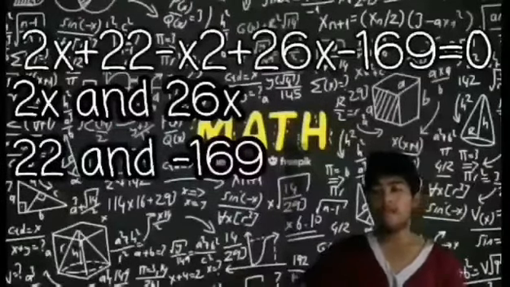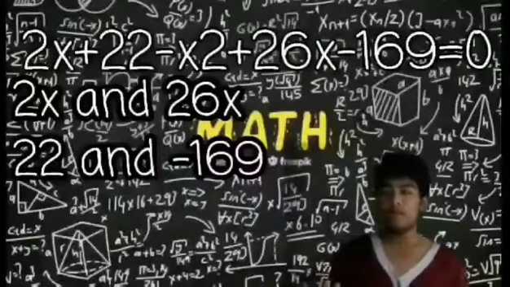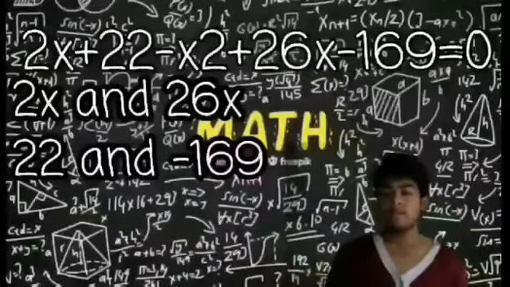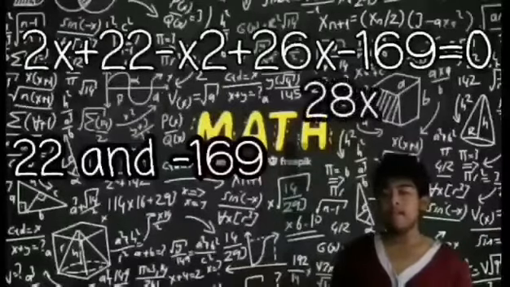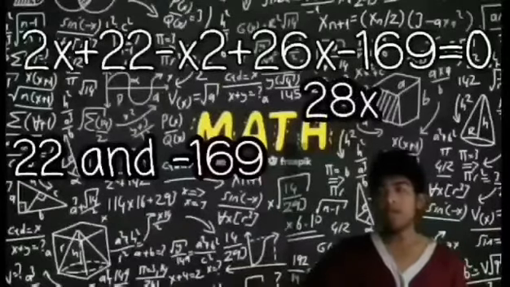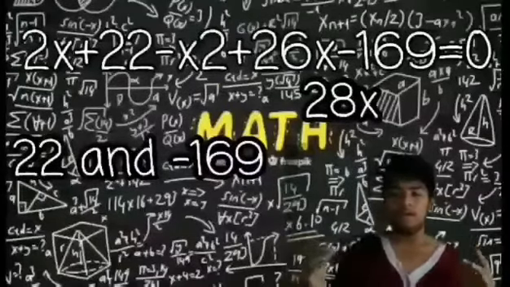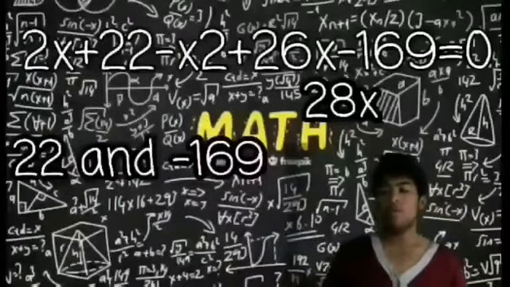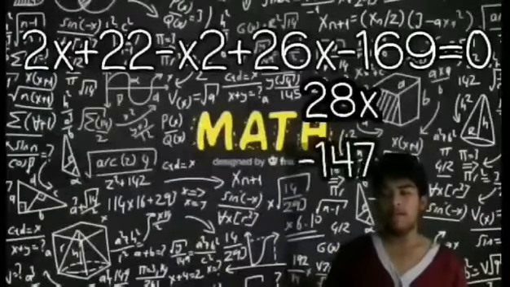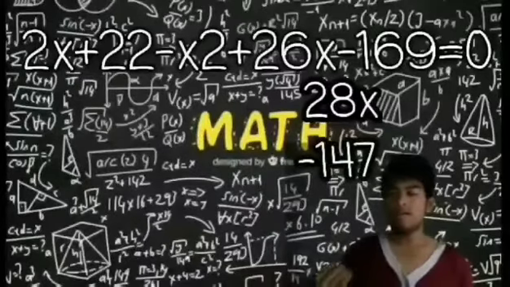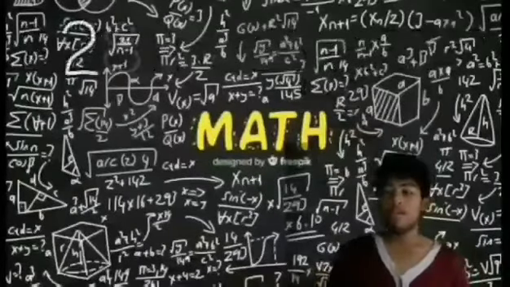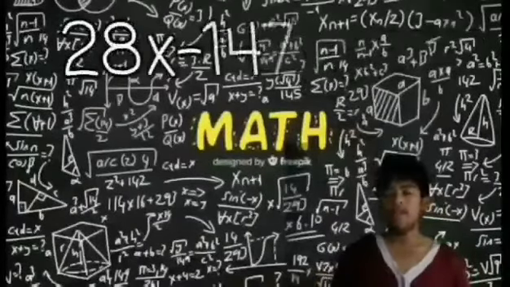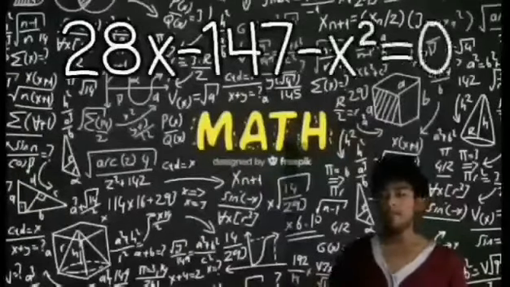So we will add 2x and 26x because they are both positive signs. So it will become 28x. Then we will combine 22 and negative 169 because they have opposite signs. So it will become negative 147. So our equation would be 28x minus 147 minus x squared is equal to 0.